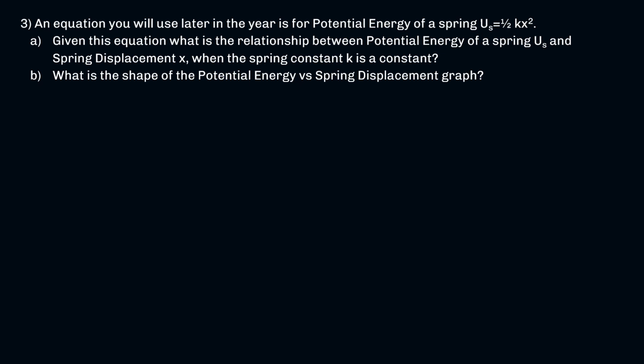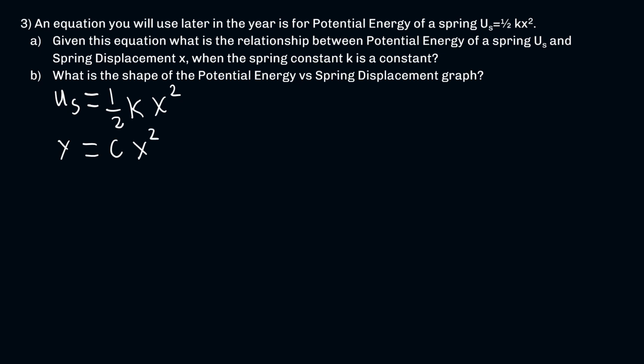So again, same idea as the previous example. We're just going to write out my equation here. So I have here U subscript s is equal to 1/2 k times x squared. So then we have here my Us, that's going to be my Y. My 1/2 k, 1/2 is a constant, and it tells me that the k in the example is also a constant, so that's going to be my C. And then x squared is going to be my x squared.